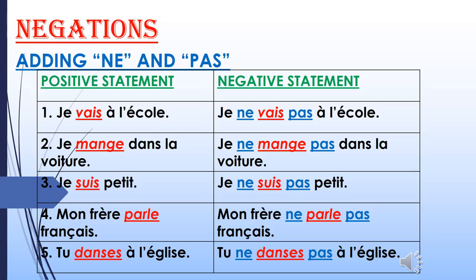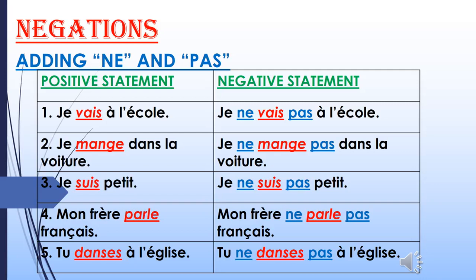Now we have je suis petit. I am small. Je ne suis pas petit. That negative statement means I am not small. So the am is the helping verb here. So you put ne and pas around the verb. Then you are done. That's very simple.